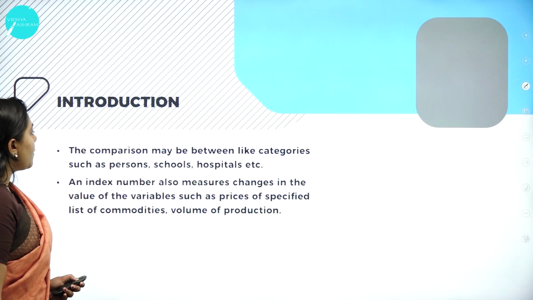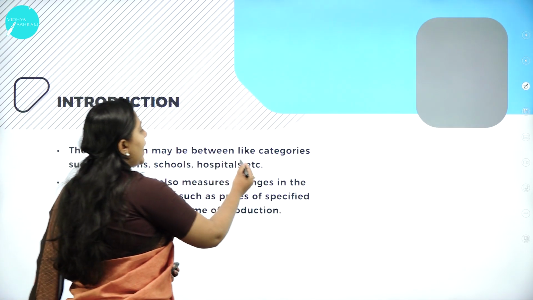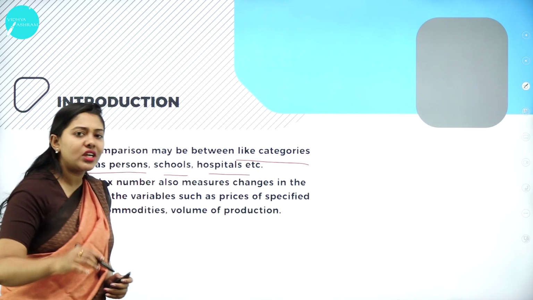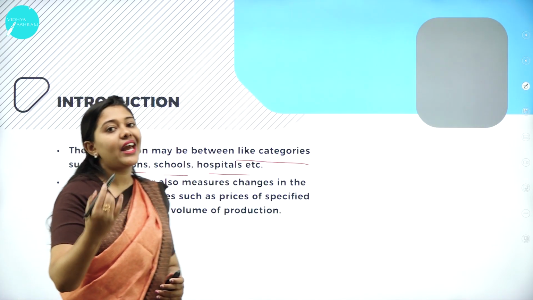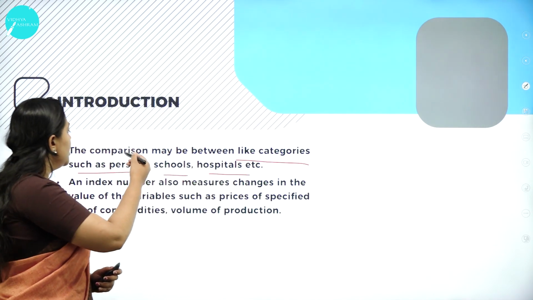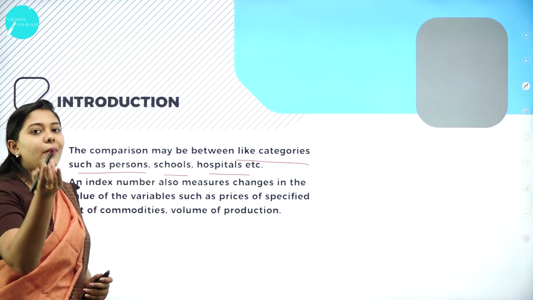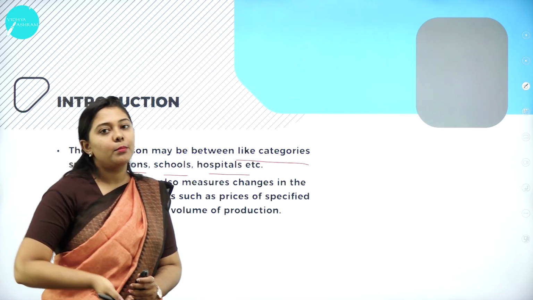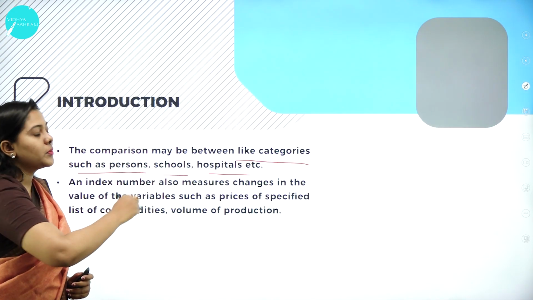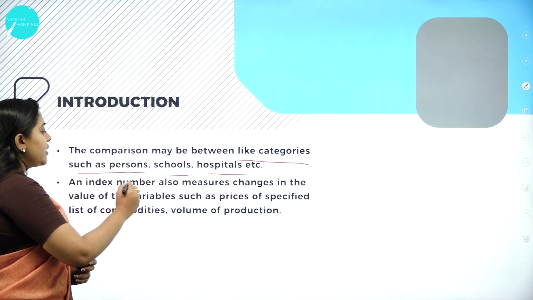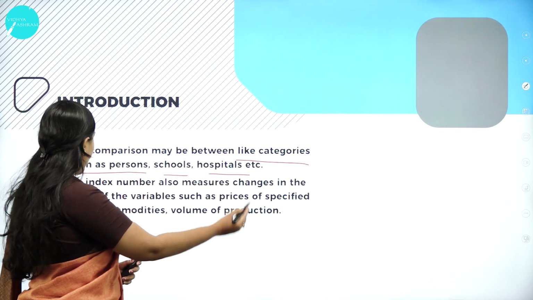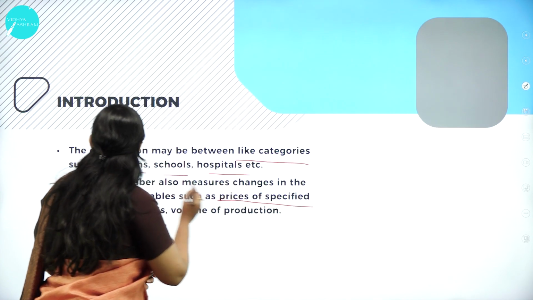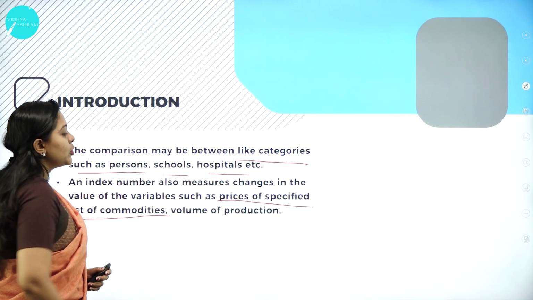Again, the comparison may be between categories such as persons, schools, hospitals. The variables can be anything. For example, we have taken persons. It might be between persons, between schools, or between hospitals. An index number also measures changes in the value of variables such as price, a specified list of commodities, and volume of production.